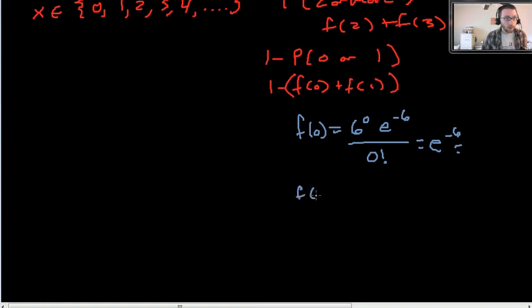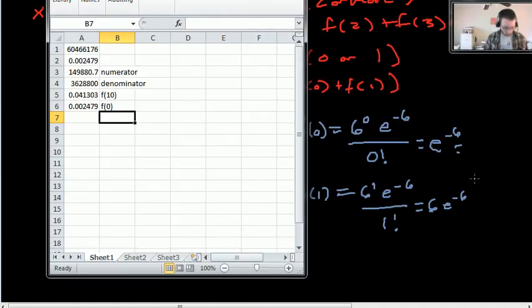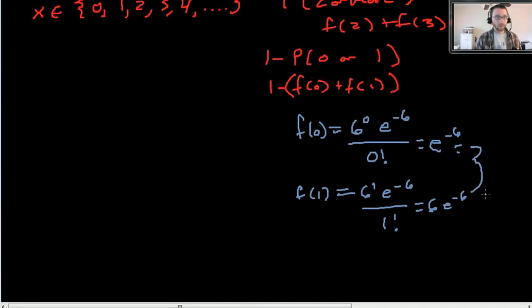How about f of 1? Well, that's going to be 6 to the first times e to the negative 6 over 1 factorial. Well, 1 factorial is just 1, so this is going to be 6 times e to the negative 6. And so f of 1 is equal to 6 times this. Now we want to add these together. You get 0.002479 plus 0.014873. That gives us 0.017351. Add these together, you get 0.0174.